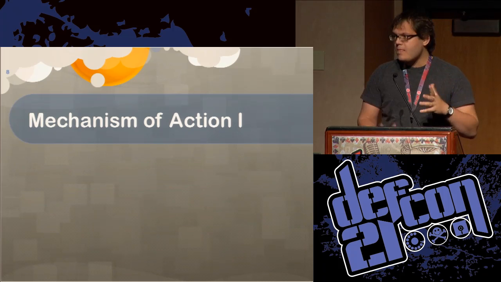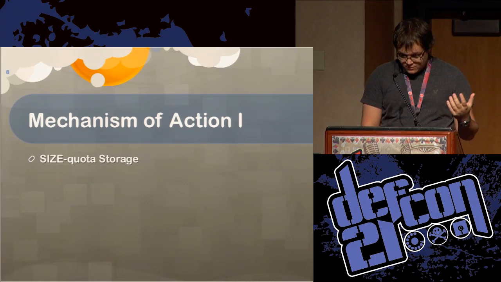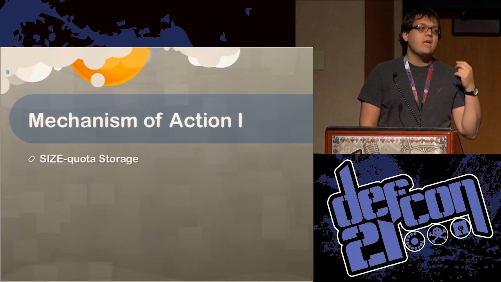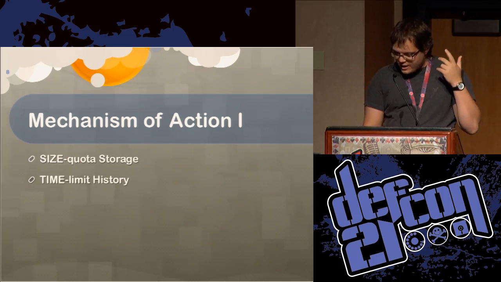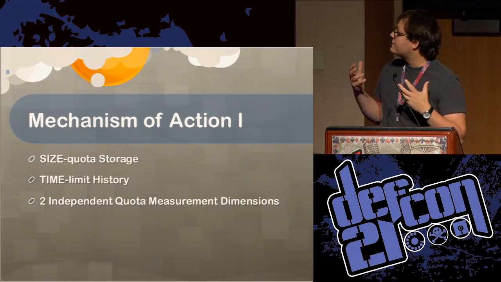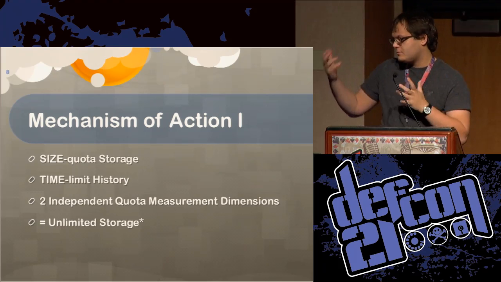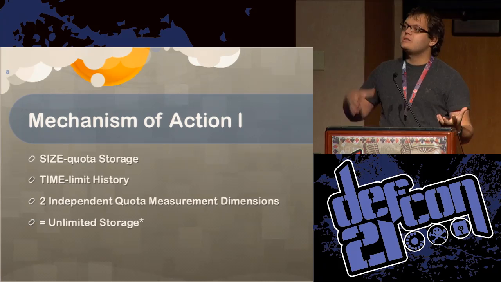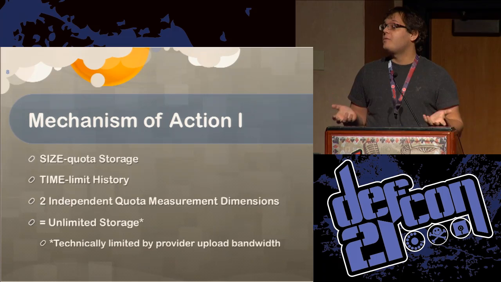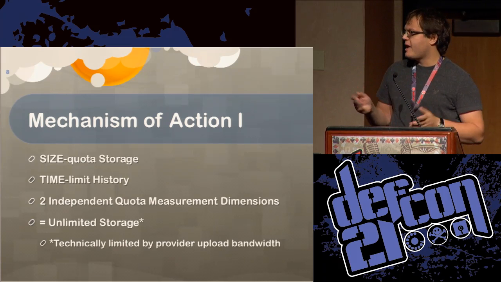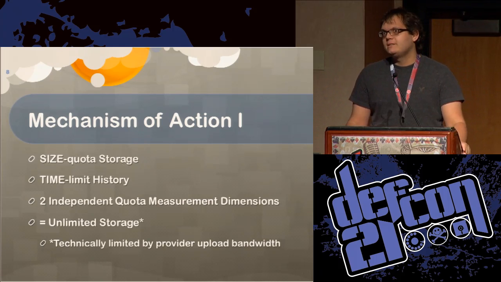So really what we're talking about is that a lot of these cloud systems have a size limitation for their quota management system, but have a time duration system for their history backup retention. When you have these two different independent quota management dimensions, you really have unlimited storage, because you can exploit history retention to get additional amounts of space. So really we're limited by our upload provider bandwidth rather than the upper limits of the existing cloud system parameters.